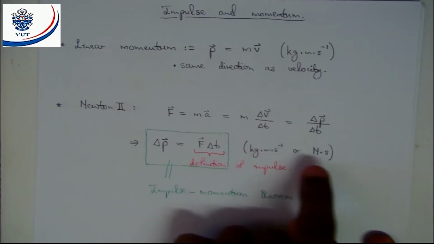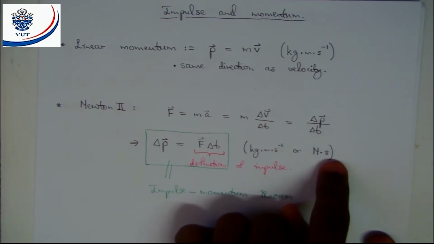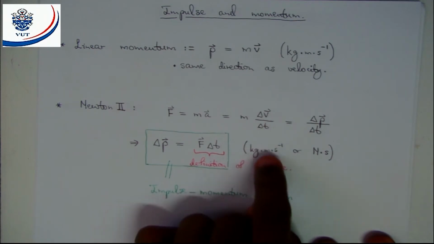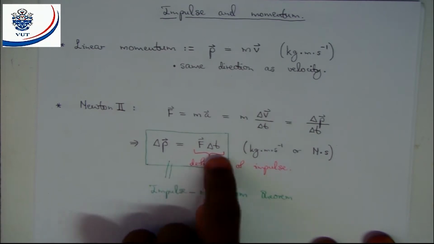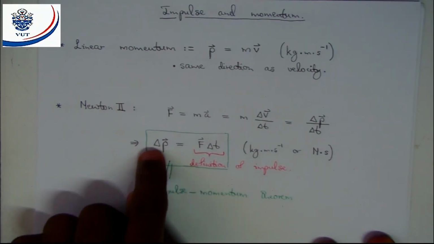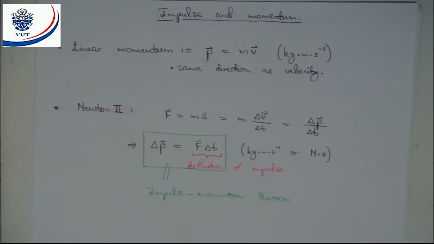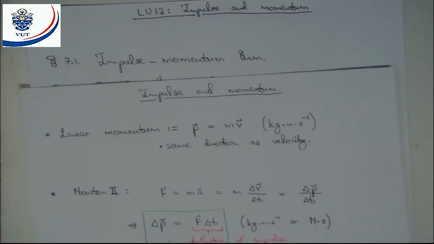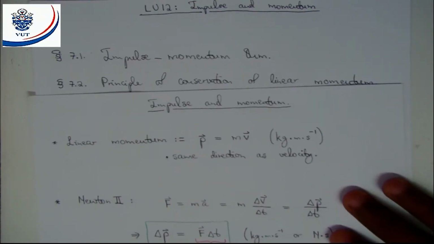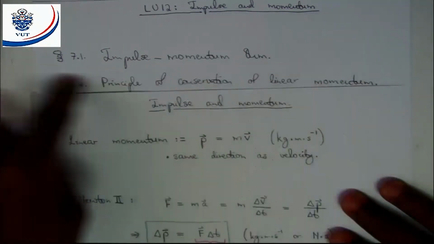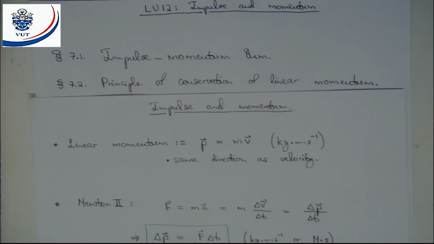And notice that there are two units of measurement that we have. Either newton second, or kilogram meter per second. Both of them are correct. The newton second comes from the force times the time, and the kilogram meter per second comes from the momentum side. Okay, so in our plan, we have just covered section 7.1. So now we are interested in the principle of conservation of linear momentum, and let's look at that.